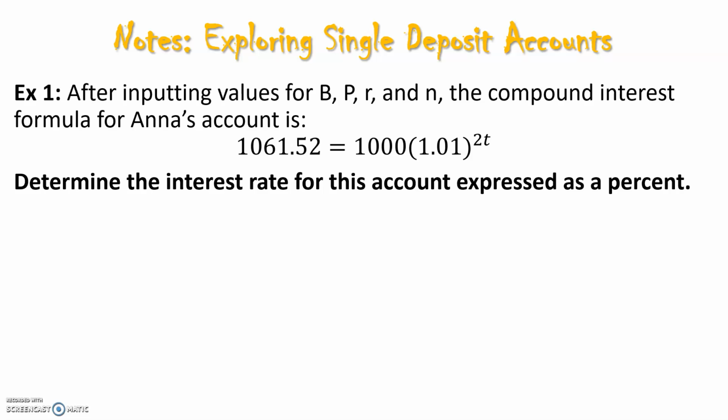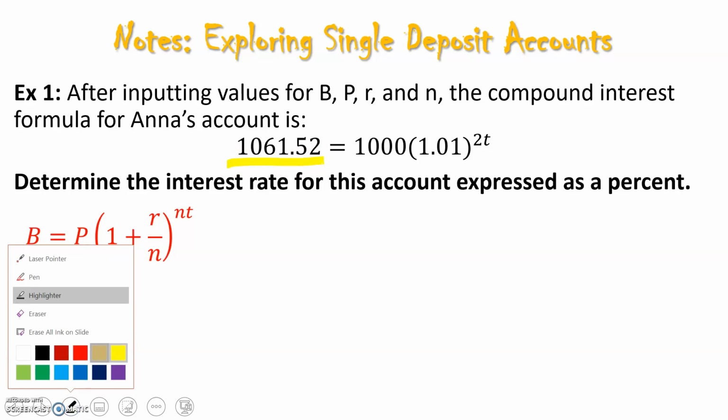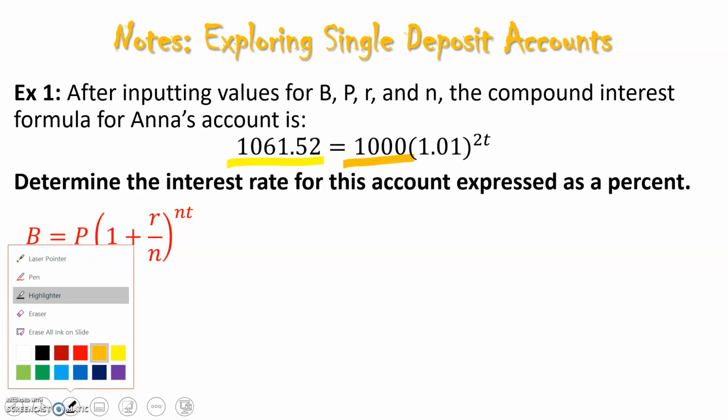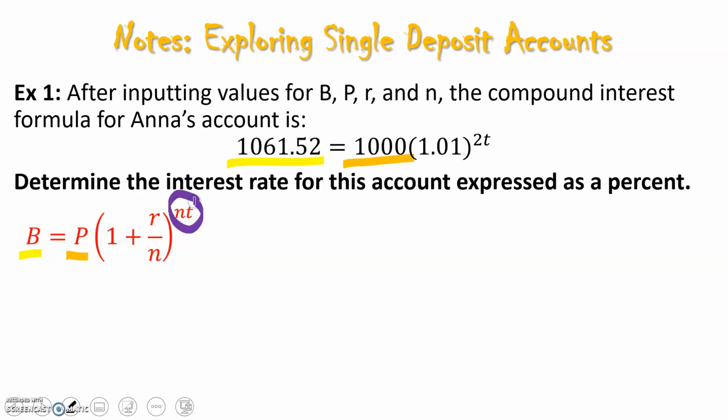Now, the first thing we need to recognize is where this formula is coming from. Our generic formula for single deposit accounts is B is equal to P times 1 plus R over N to the power of NT. Now, if we look closely, we can match things up, right? We do notice that this here is our balance. This P is right here. We can also see that our NT is 2t, so we can see that the time, we don't know, but the compounding is semi-annual because we see a 2.